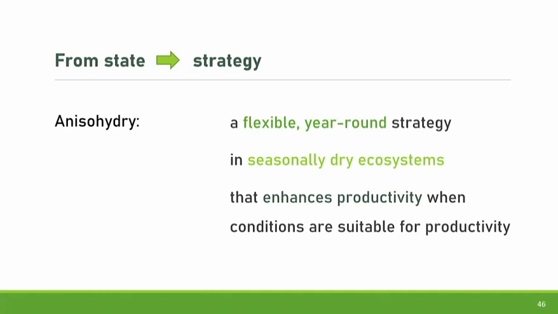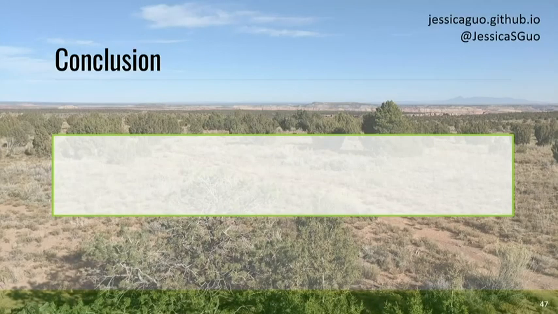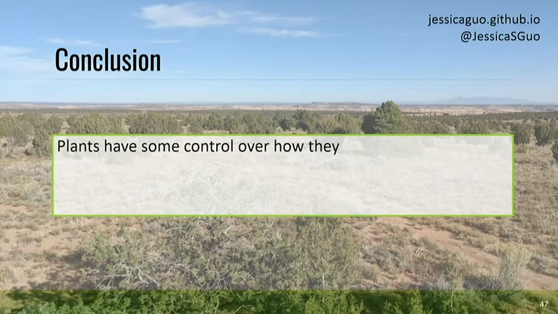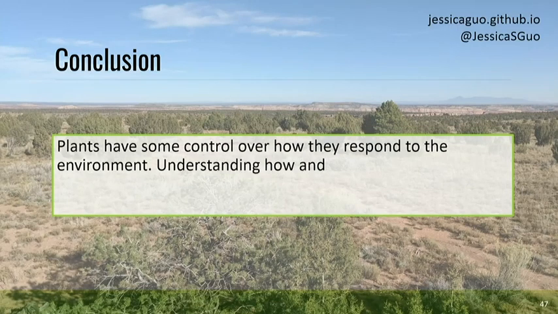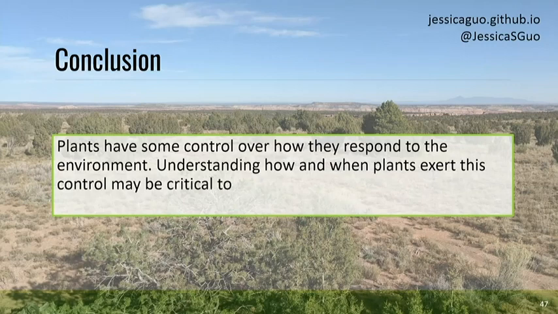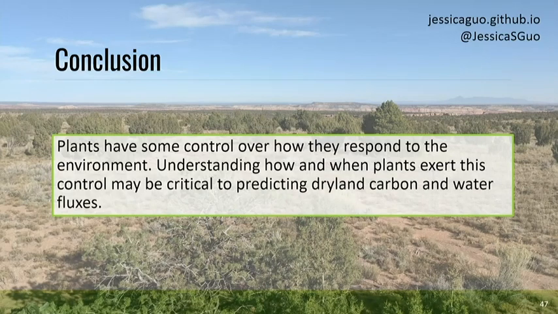All right, on to my final slide here. My final concluding message I'd like to leave you with today is that although they are rooted in place, rather than being at the mercy of Mother Nature, plants do have biological control over how they respond to the environment. This is particularly evident at those intermediate or synoptic timescales. Understanding how and when plants exert this control is critical to predicting the magnitude and also the timing of dryland carbon and water fluxes.